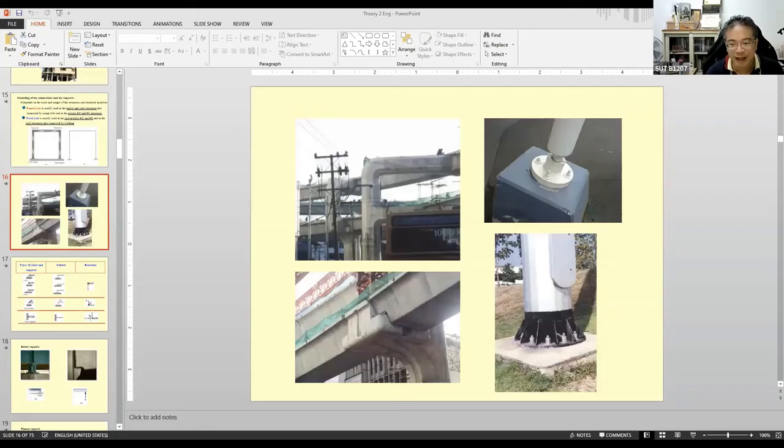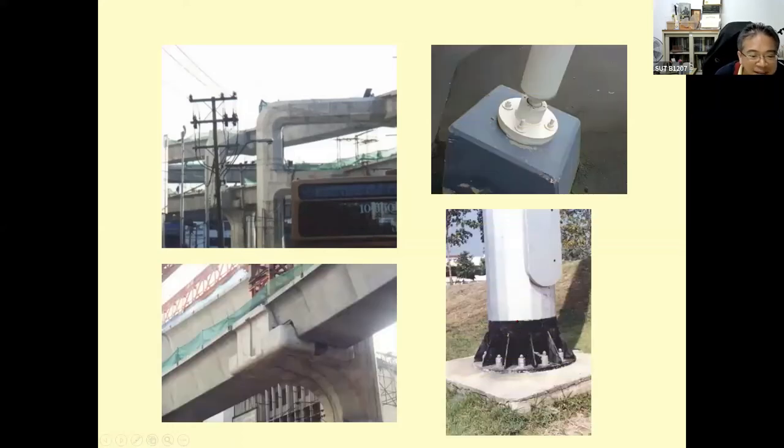Okay, what I can show you is this one. There is a pad over here, okay? That's supporting a very big girder. Due to the temperature change and due to the braking forces of the vehicle, this pad will be subjected to the shear force.